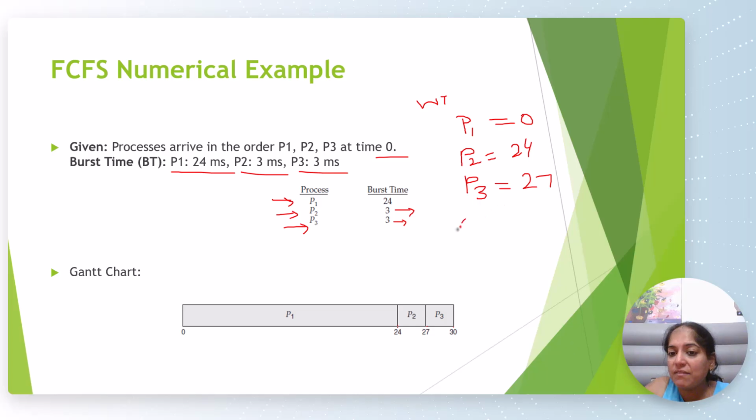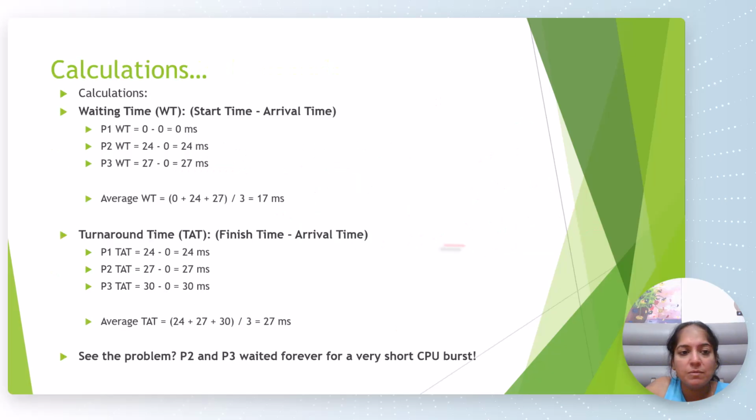So what is the average waiting time? 0 plus 24 plus 27 divided by 3, that is 17 milliseconds. So 17 milliseconds is the average waiting time.